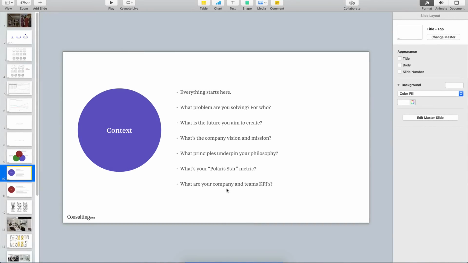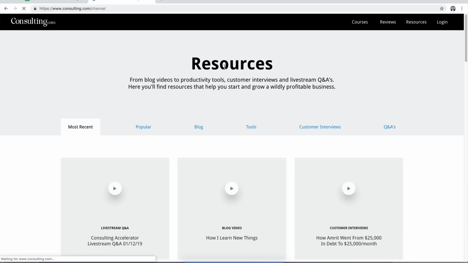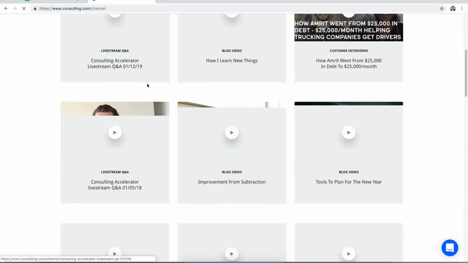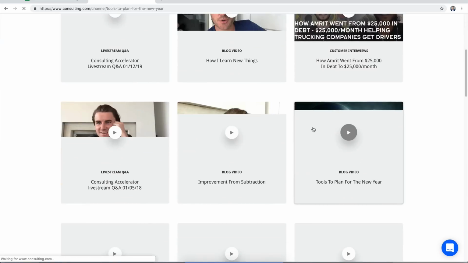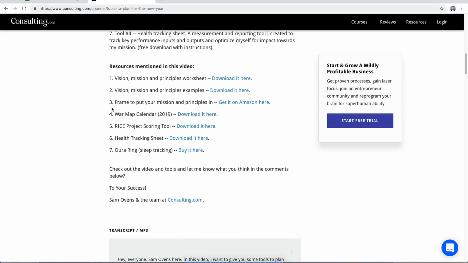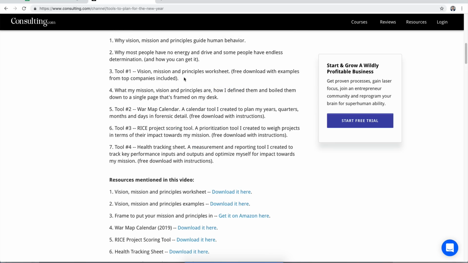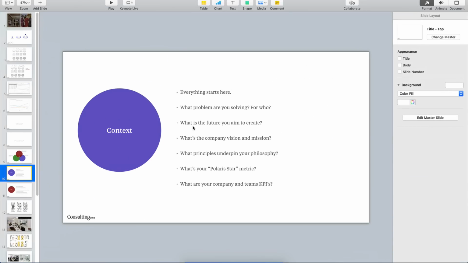And if you want more help thinking about this stuff, if you go to the consulting.com blog, you go to resources, I actually created a good video on this the other week called Tools to Plan for the New Year. And in here, if you scroll down these resources, I show you how to set your vision, mission, and principles. I give you examples, and then I also show you our principles, vision, and mission at consulting.com. And I also share some other tools with you to help you form this first part of the equation, the context.